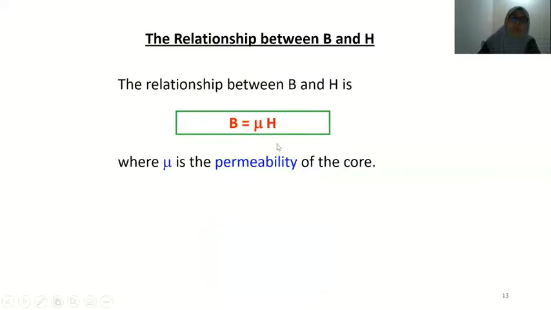Then the relationship between B and H, the flux density and the flux intensity. The B is the flux density, and the H is the flux intensity. The B, the flux density, is equivalent to the permeability times your magnetic field intensity, where mu is the permeability of the core.